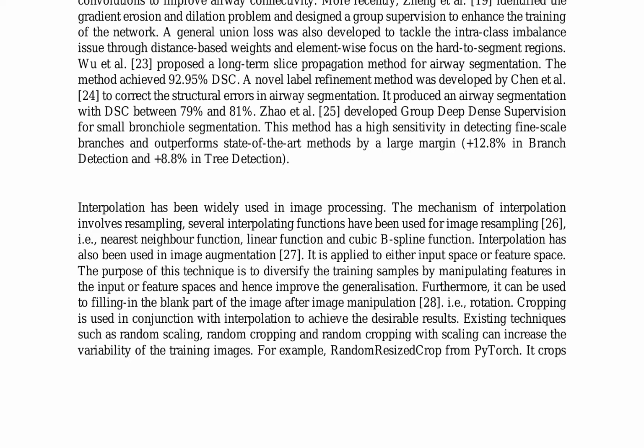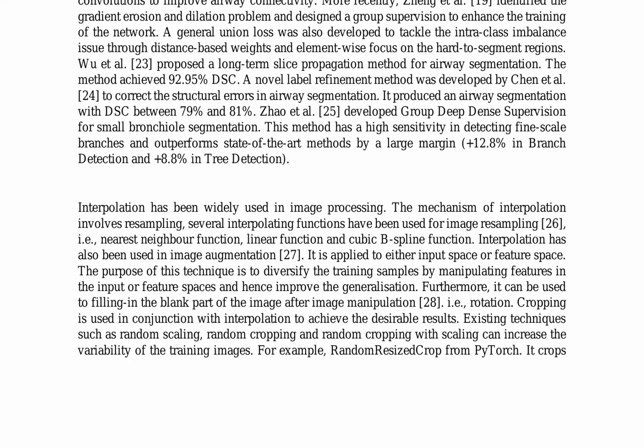Chen et al. proposed a novel label refinement method to correct structural errors, and Zhao et al. developed group deep dense supervision for small bronchiole segmentation, outperforming state-of-the-art methods by a large margin. In addition to these model-centric approaches, interpolation has been widely used in image processing and has been applied to image augmentation to diversify training samples and improve generalization.